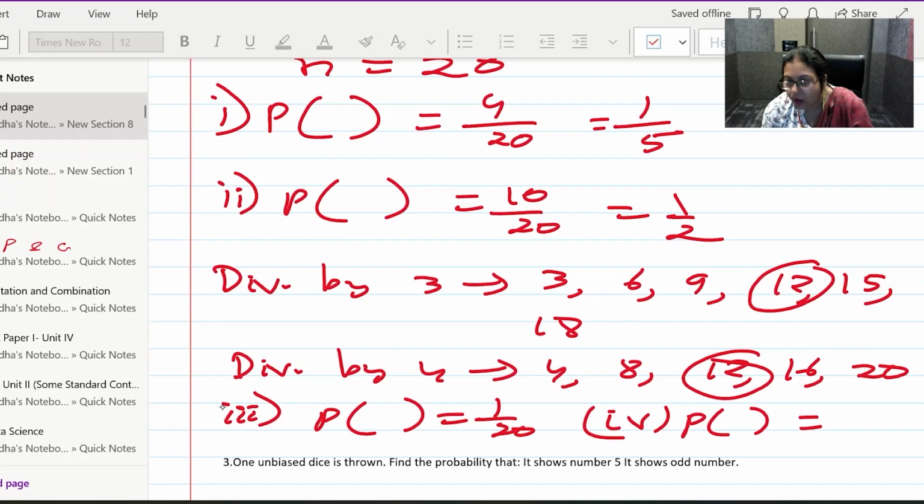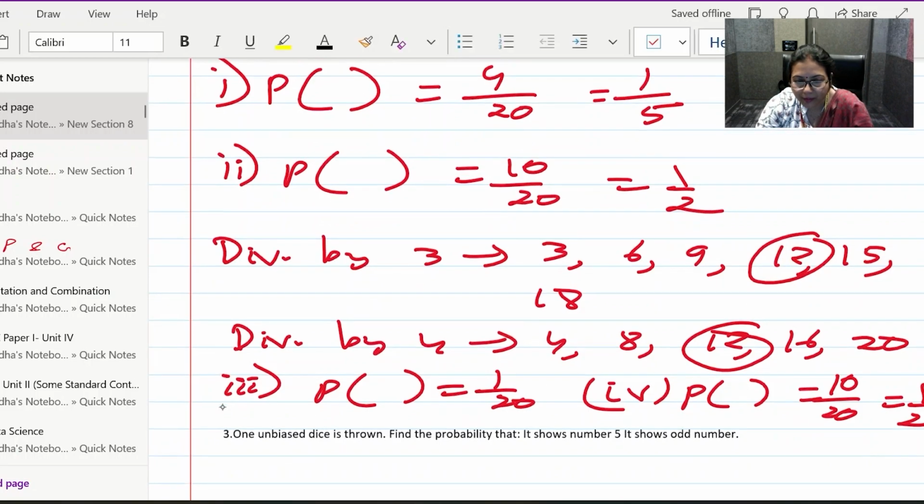But I can see a common number. So that common number we have to cancel. So 11 minus 1. So it will be 10 by 20. The answer is half. We are getting the answer as half. Okay. So this is the second problem.